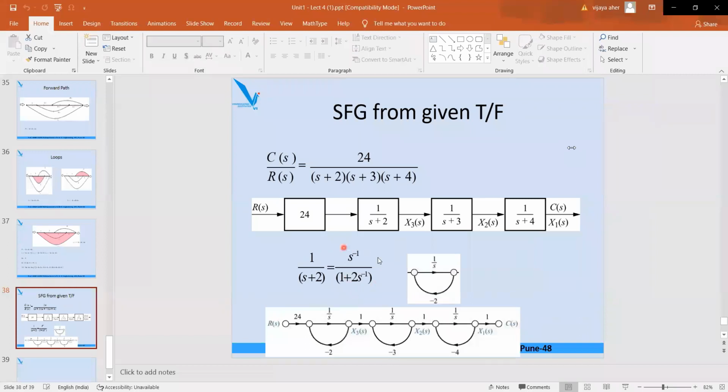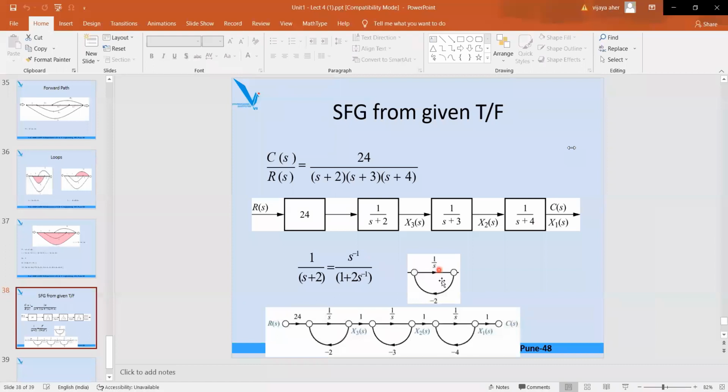Okay, this is again a transfer function. Now you can draw the signal flow graph for this term. Right? Now s raised to minus 1 means 1 by s. So these are 2 points, 2 nodes, you can say. This is nothing but a branch connecting these 2 nodes with transfer function, or you can say transmittance, equal to 1 by s.